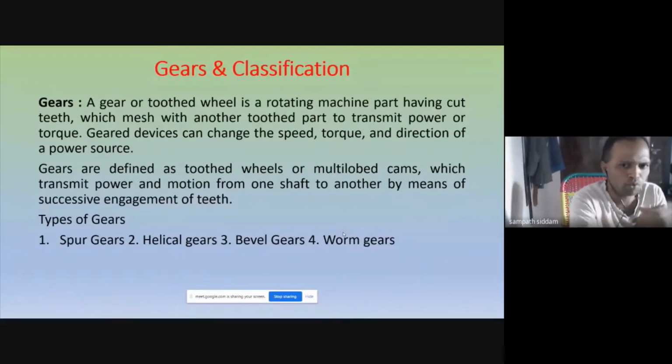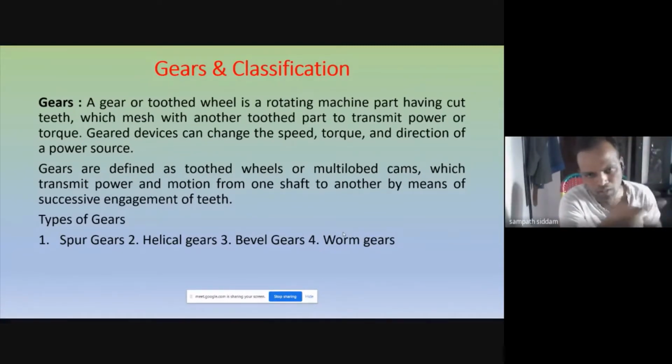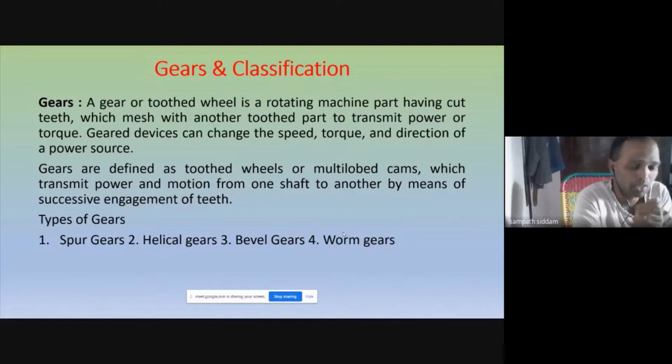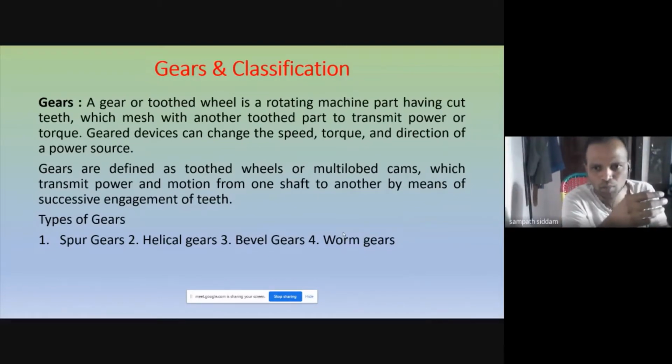Out of these four, three are part of your syllabus, and another one is not. Spur gear, helical gears, and bevel gears are part of your syllabus. Worm gears are not listed in your syllabus. So we'll go through these three: spur gears, helical gears, and bevel gears. In this part, only theory questions you can expect in the exam. There is no problem solving. If so, there will be a small shorter question which could be expected. I'll tell you later what model you can expect. This is about your gear and the classification. Next, we'll move on to the other one.